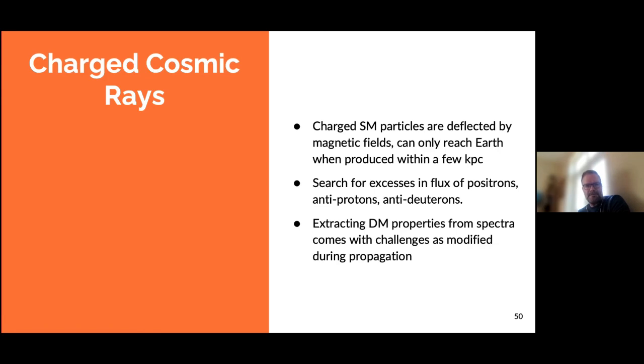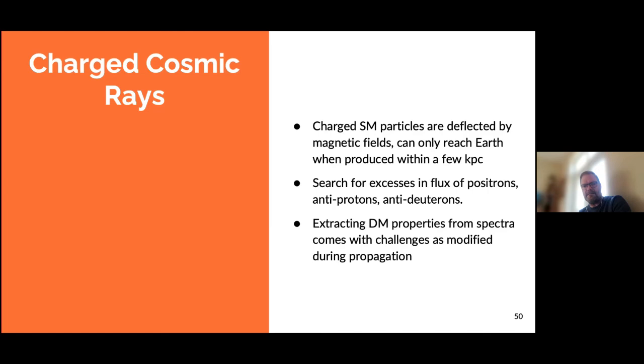What one looks at here, just because it's easier, is this: you would think that positrons or protons would be produced in equal amounts, so electrons in the same way as positrons, or protons at the same rate as antiprotons. But it's much easier to search for the antiparticles because the background there is much smaller. And so what one searches for here is excesses in the flux of positrons, antiprotons, and even anti-nuclei, like deuterons.